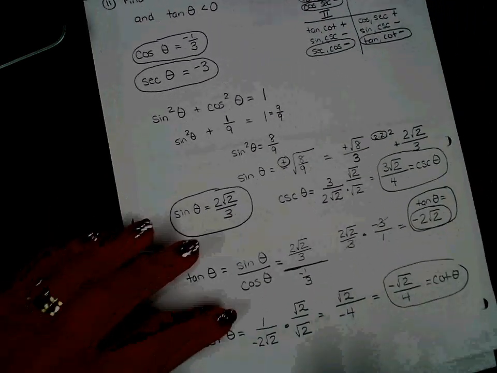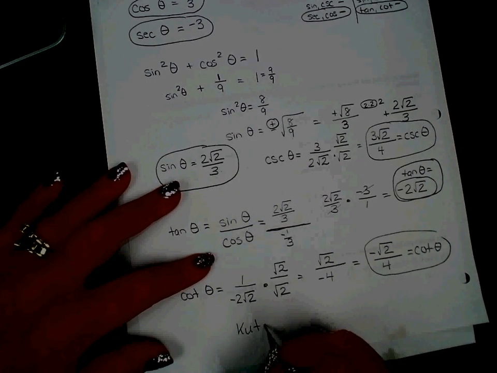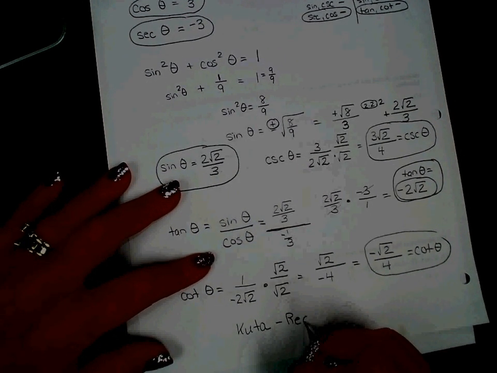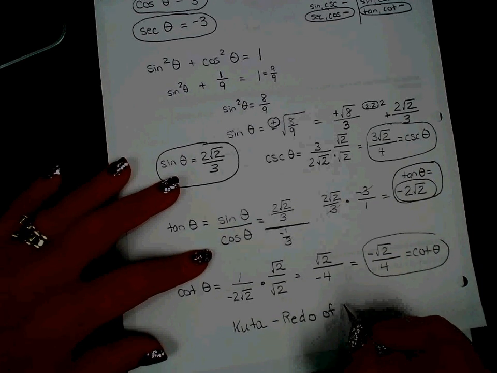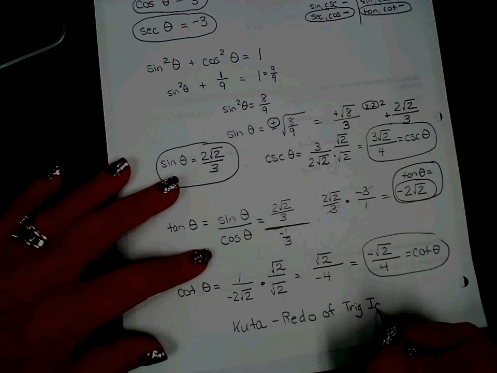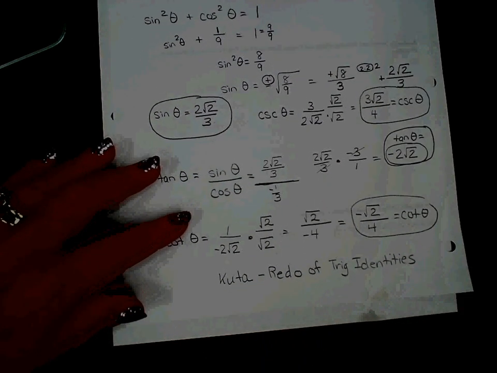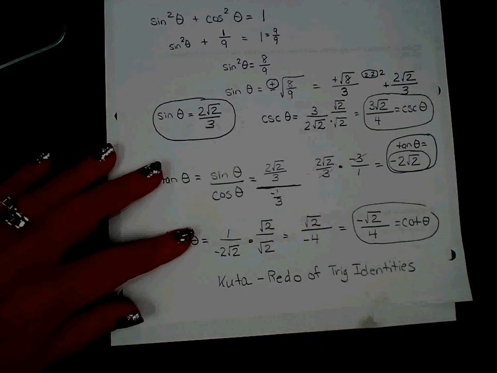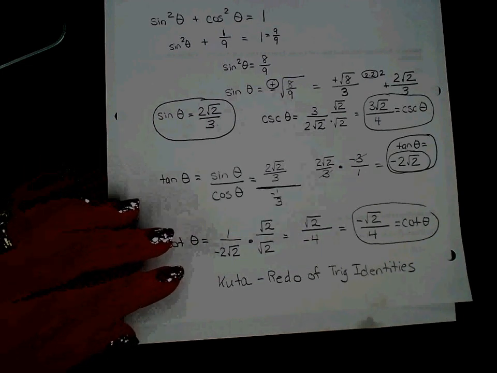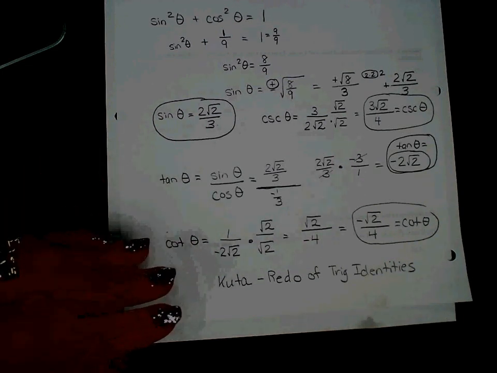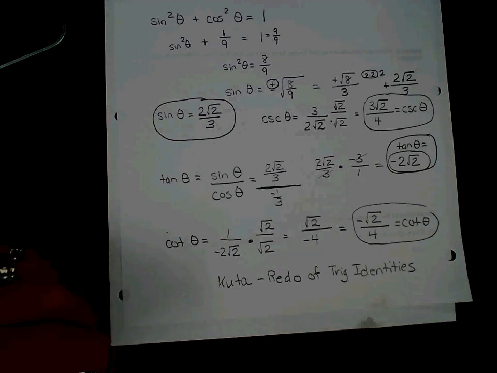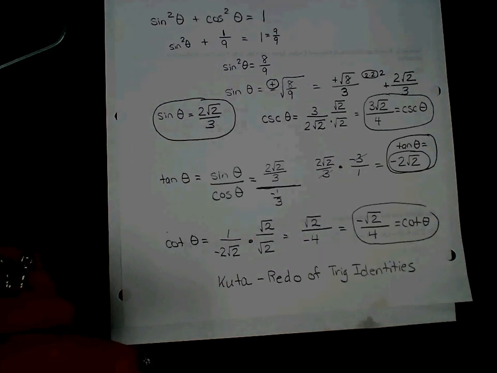Okay, so what I would like you to do today is go on CUDA, and you're going to do a redo of trig identities. And let's try to see if we can't be a little more careful today and make some better grades than we made yesterday. If you have questions, you need to call me or text me. Don't just guess, and don't rely on your neighbor because they're going to have different problems than you. All right, I love you guys, and I will see you Monday when we Zoom.